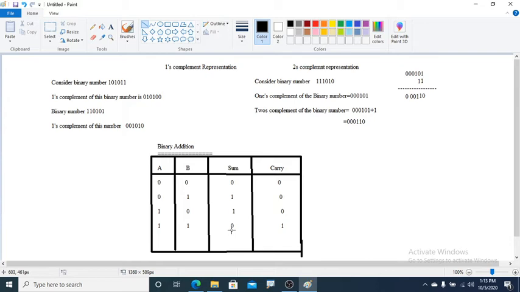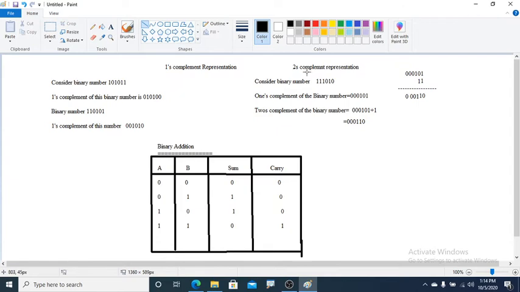So this is about 1's complement representation and 2's complement representation. Again I am reviewing. 1's complement representation means we are considering one binary number. Wherever 1 is there we are placing 0, wherever 0 is there we are placing 1. So this is the binary number, and the binary number's 1's complement is this one.